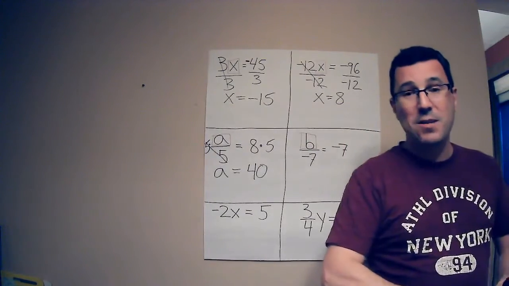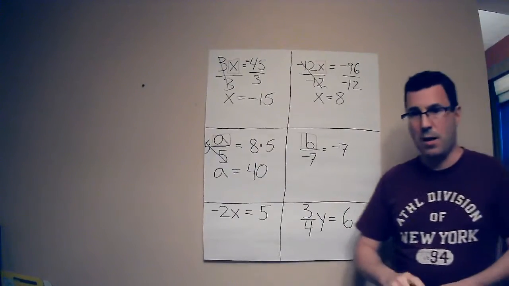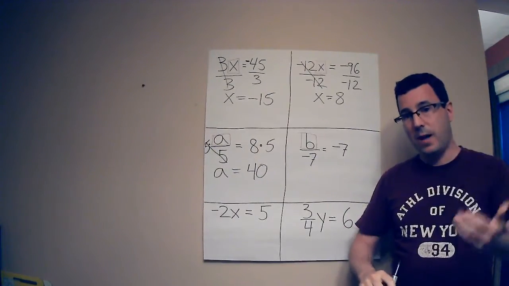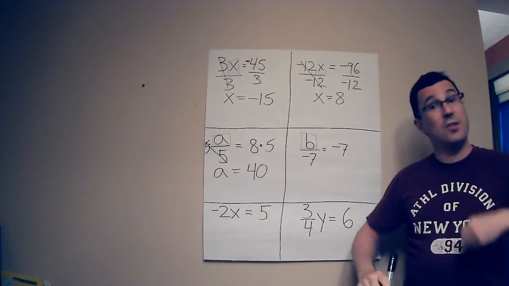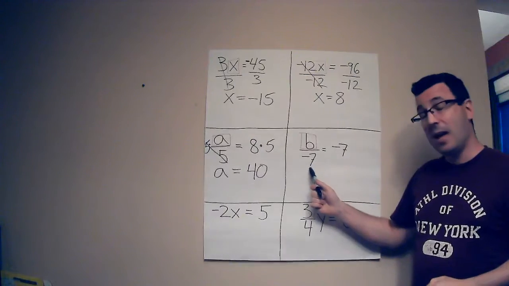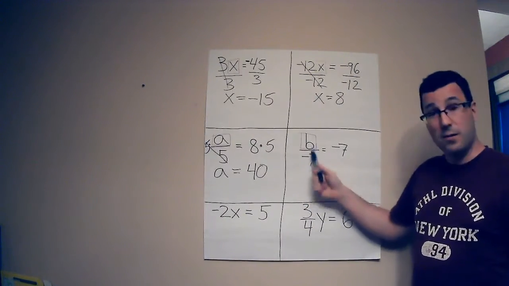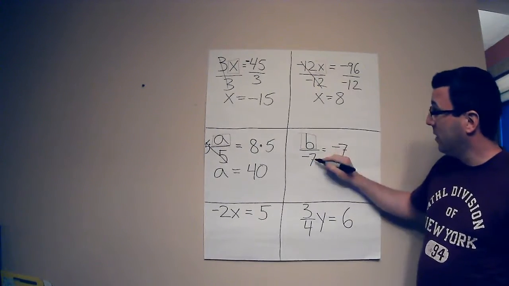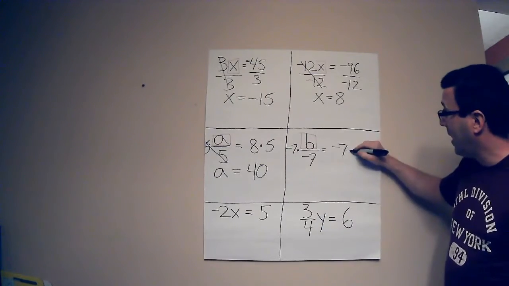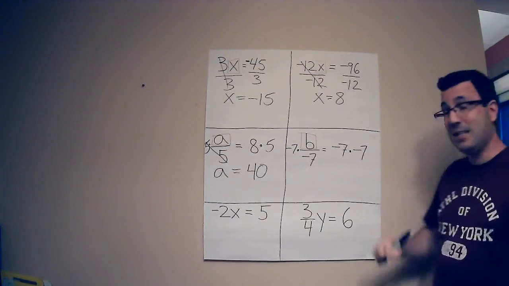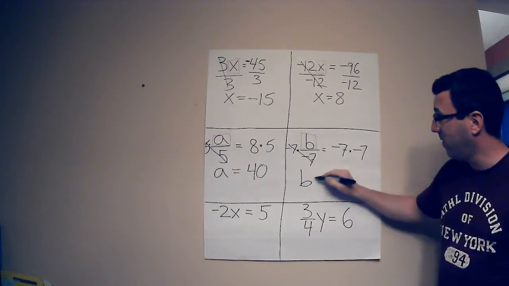The B is being divided by negative 7. Okay? It's not multiplying negative 7. It's dividing by negative 7. So since it's division, there's got to be multiplication. I have to multiply by what's on the bottom of my division problem, negative 7. So I'm going to multiply this side by negative 7, and I have to multiply this side by negative 7. These two cancel out.